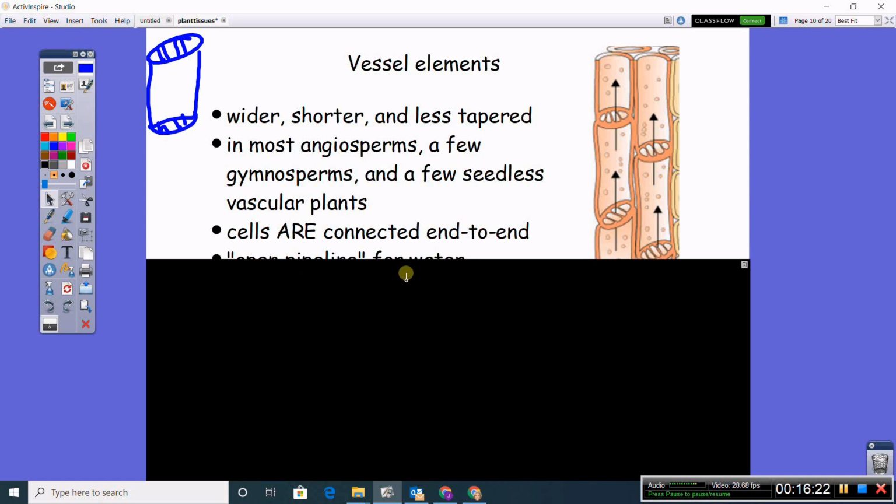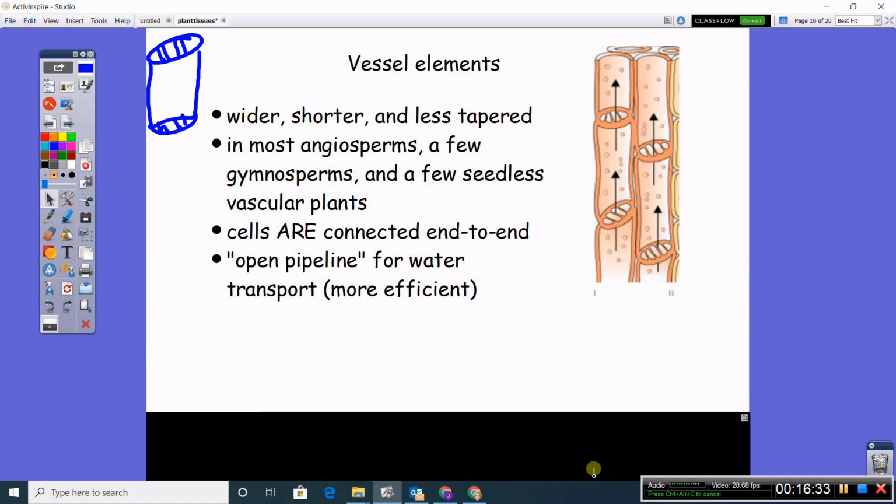These cells are connected end to end. And you can see that they've got this little plate-like appearance at the end of every cell. These are just open and empty. They allow an open pipeline for water transport, and that's just going to make transport more efficient. So keep in mind that tracheids and vessel elements are your two water-conducting cells.